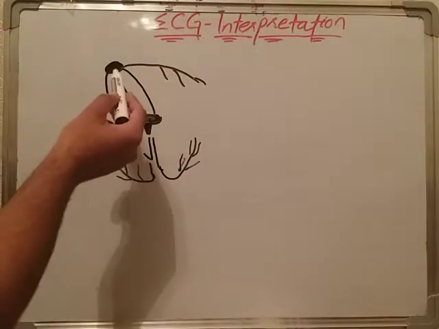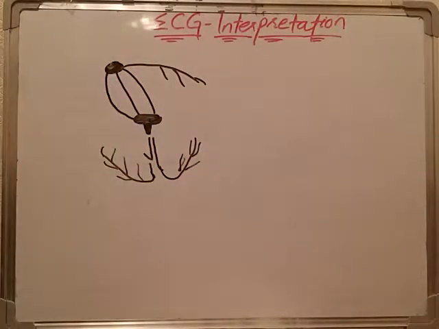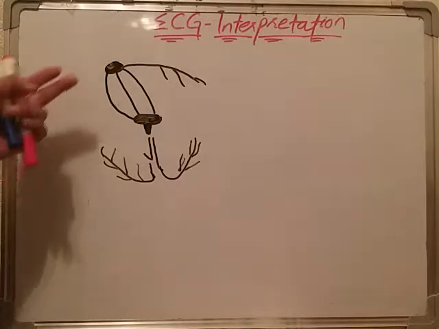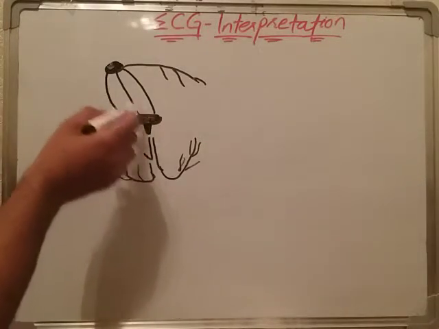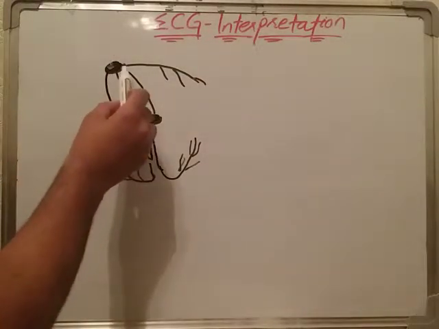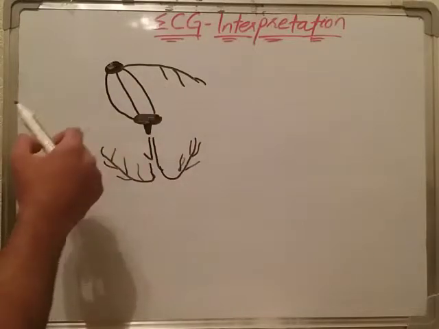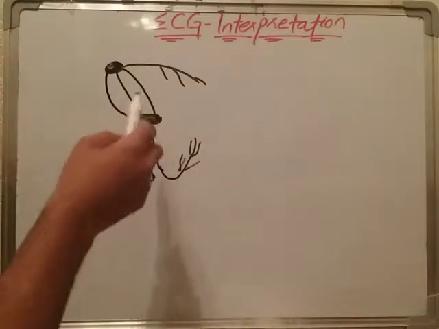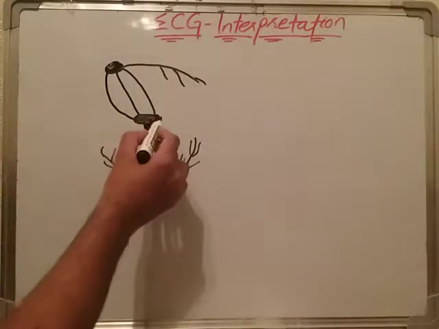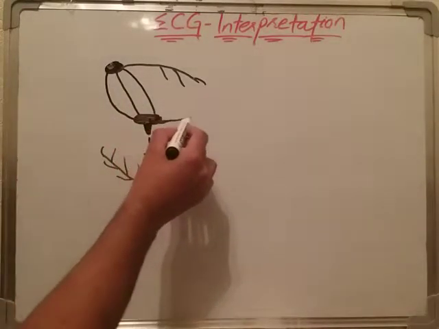So the SA node generates electrical impulses at the rate of 60 to 90, and this electrical impulse then conducts down through the internodal pathway and Bachmann's pathway, which causes the contractility of the atria. So this is the conduction.